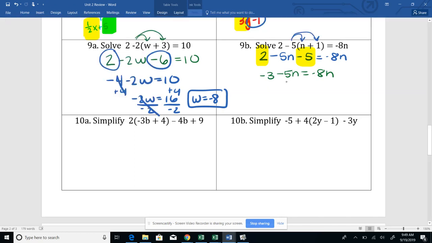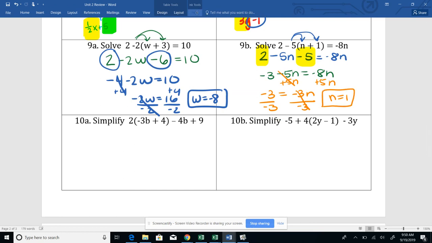So I'm going to add 5n to both sides of my equation, and I have negative 3 is equal to negative 3n. Dividing by negative 3 on both sides leaves me with n is equal to 1.